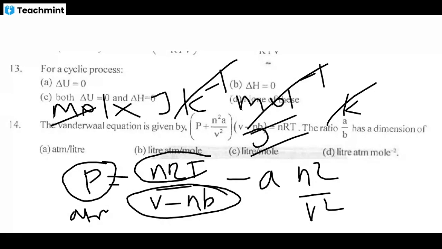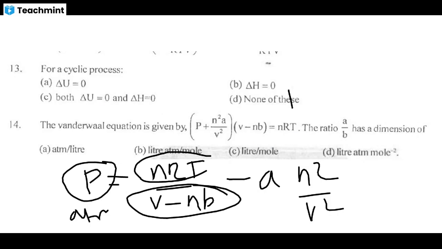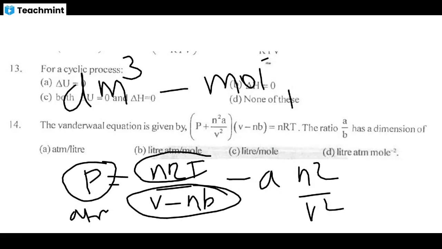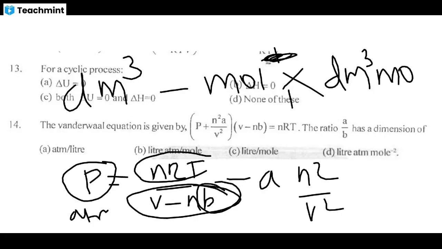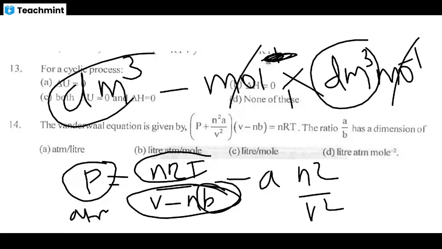So we take the bottom part only. Take volume as decimeter cube, minus n b. n is in moles, so the unit of b should be decimeter cube per mole. Then mole and per mole cancel out, and decimeter cube you can take outside. So the unit of volume stays the same. The unit of b is decimeter cube per mole.